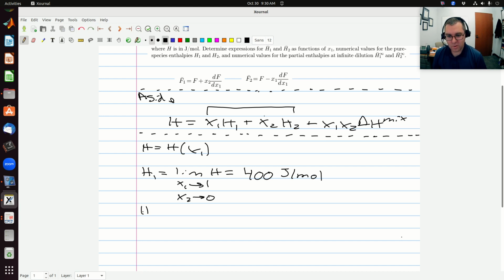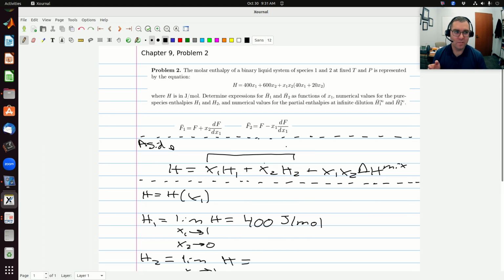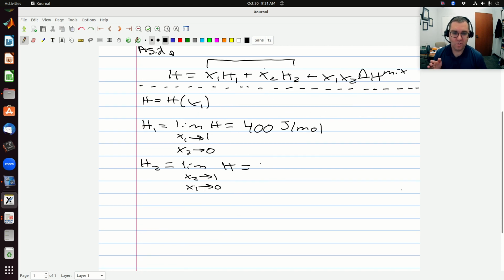In terms of getting h2, again, I'm just going to look at the limit. H is going to correspond to my molar enthalpy from covering all the way from pure component 1 to pure component 2. So h2 is just going to be the limit as x2 goes to 1, which is equivalent to x1 goes to 0, of h. So if x1 goes to 0, this term's 0, and I'm just left with 600. So h2 is just going to be 600 joules per mole. Okay, cool.